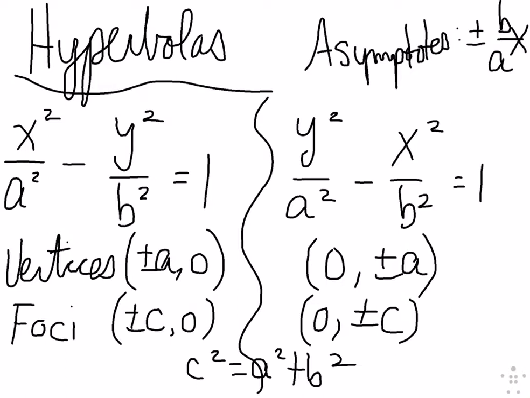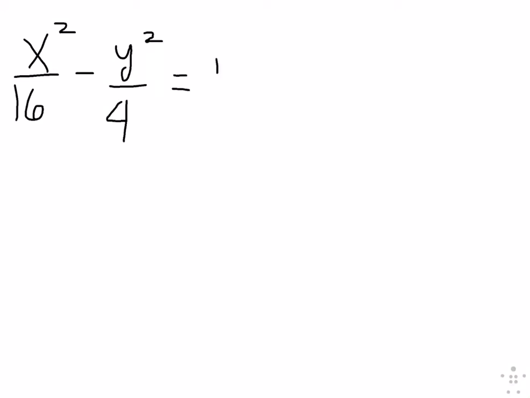So here's what it's going to have you do for the first couple. For the front side, it's going to say graph. Identify all the pieces. It has x squared over 16 minus y squared over 4 equals 1.